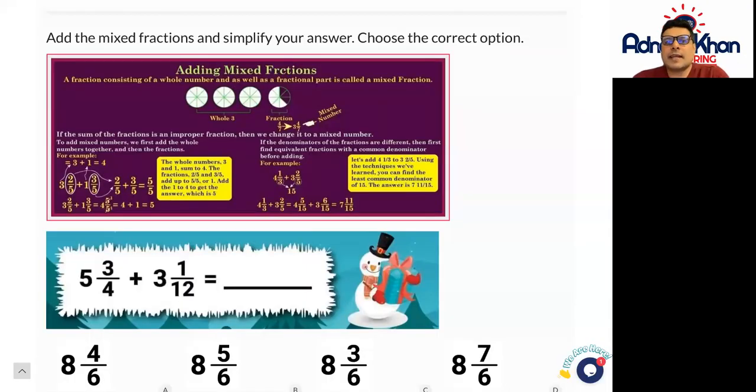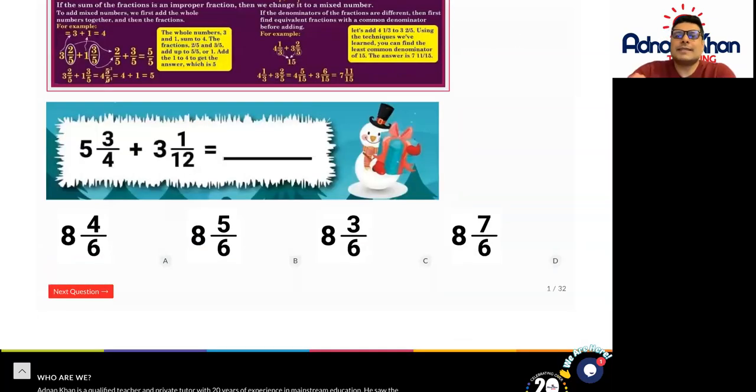So here the question states, add the mixed fractions and simplify your answer. So let's add these together and work these out. Now, first of all, we've got mixed fractions here. What we need to do is to turn them into improper or proper fractions and then complete the addition that we have on the other side.